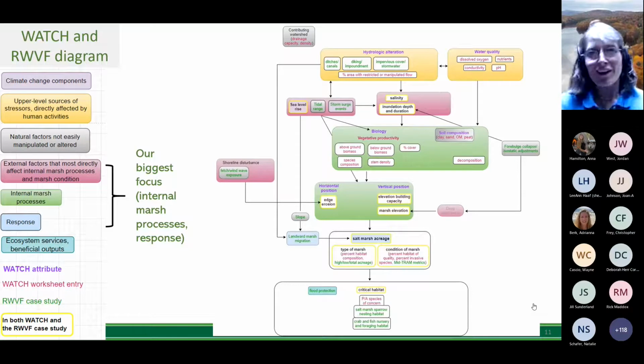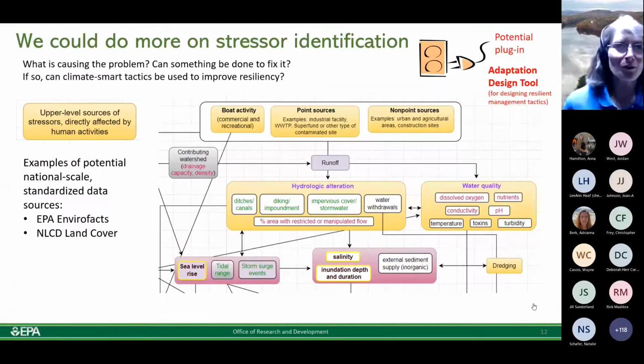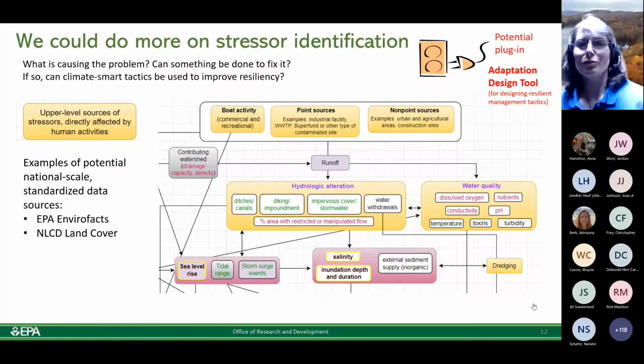And so we looked at which boxes were specific to WATCH. Certain ones were specific or only covered by the RWF. And then there's some which are highlighted in yellow boxes that covered both. And it was obvious as we went through this that there's certain areas we could do more.